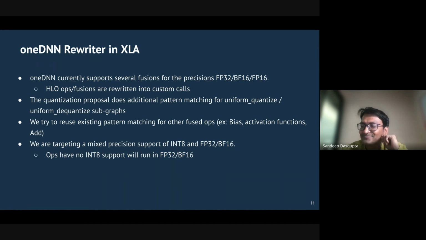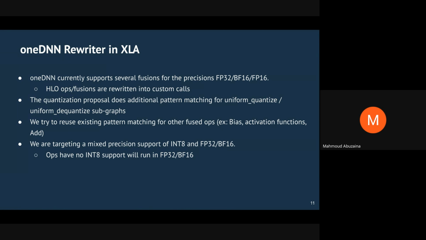All yours, Mahmood. Yeah, thanks. So at this point, as Sandeep mentioned, we are already at the HLO level. We have converted or lowered the model to HLO. Currently, we have the oneDNN rewriter that already supports several fusions for all the precisions like FP32, BF16, and so forth. So we already have support for those. These fusions, we just rewrite them into custom calls, and then we call the oneDNN library for execution of these custom calls.